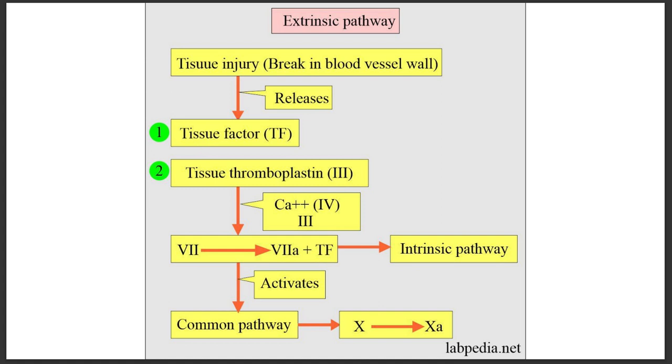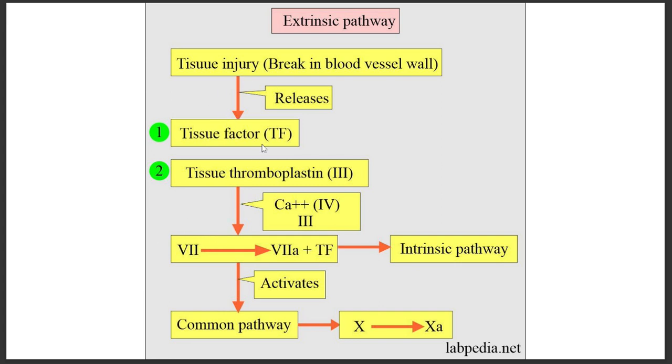It is going to convert factor 7 to factor 7A. So the extrinsic just involves two things. You are going to have factor 3 being released. Factor 3 is going to convert factor 7 into factor 7A. So that is basically what is happening. All right. So just that. Factor 7 into factor 7A.